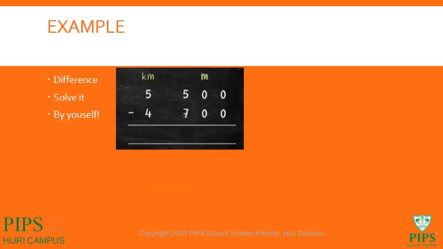The second part is the difference. In the question they were asking how much more Neha walked than John. How much more means they are asking about the difference. For knowing the difference we will subtract the same values: 5 kilometers 500 meters minus 4 kilometers and 700 meters. We will subtract the same values and get the answer. Now this is your time to solve it. Let's see where you are in this chapter.